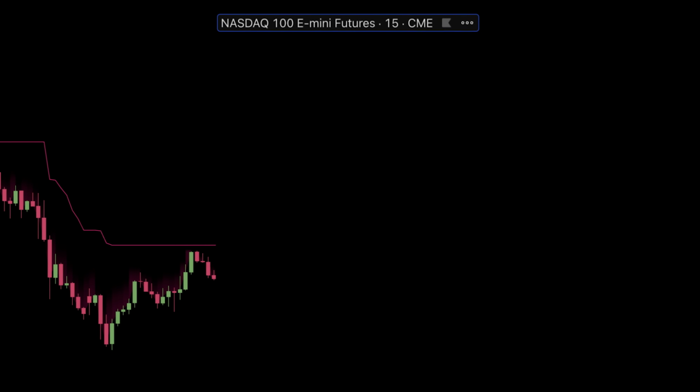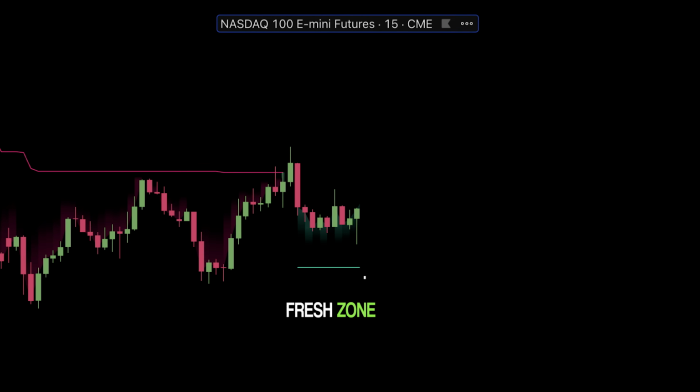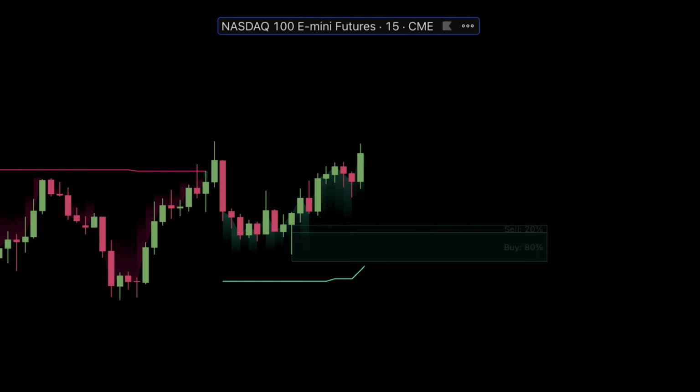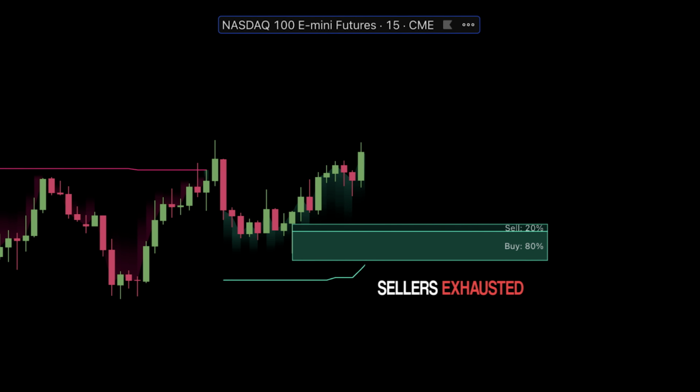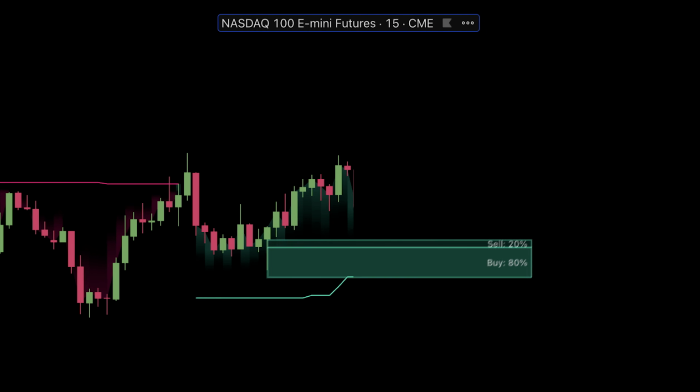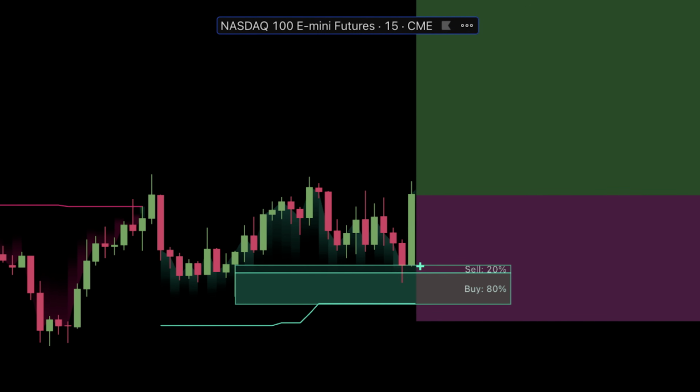Let's start bullish. Here's the Nasdaq on the 15-minute. Price has just dropped hard. And right down here at the bottom of that move, a fresh bullish zone prints. Look at the split inside it. This one's showing heavy buy dominance, well over 80%. That's the volume telling you sellers were mostly done by the time this zone formed. Price pulls back into that zone, the retest fires because the buy percentage clears the threshold. And that's your entry, right as price re-enters from above.